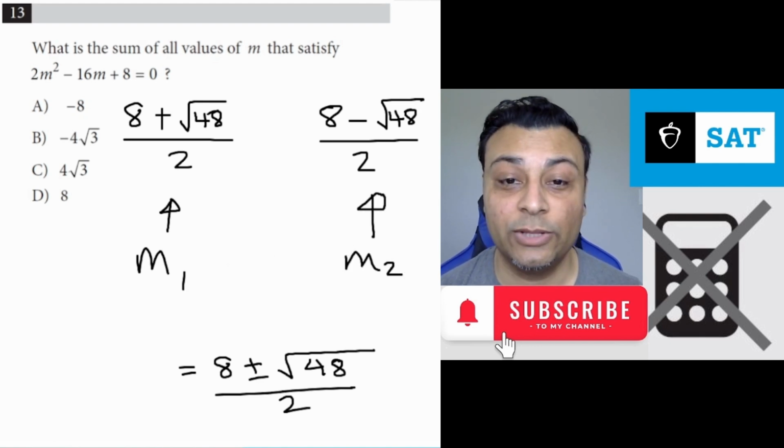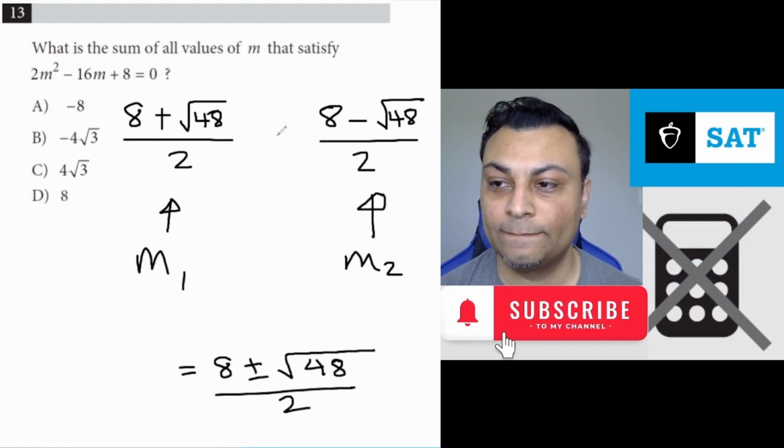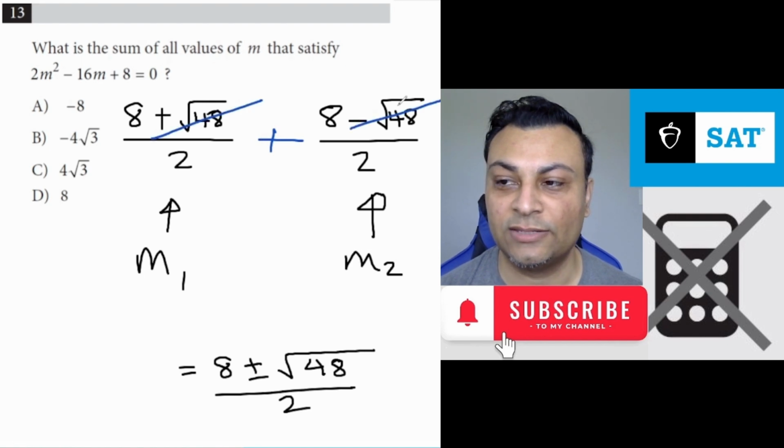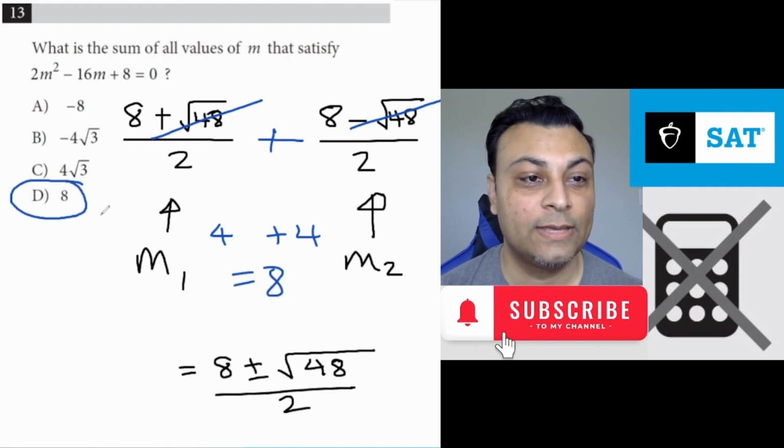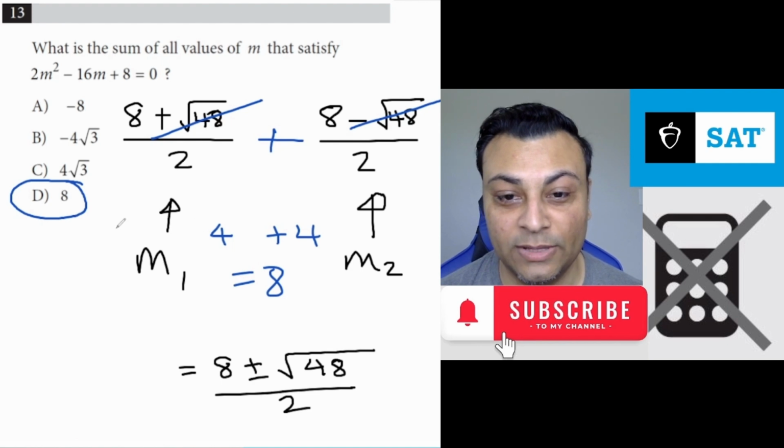And we have to sum those roots up. And when you sum those roots up, what you find is that the plus root 48 and the minus root 48 will cancel out, and you simply have 8 over 2 plus 8 over 2. So you end up with 4 plus 4, and so the answer is 8. That's one way to do this problem. There's another way.